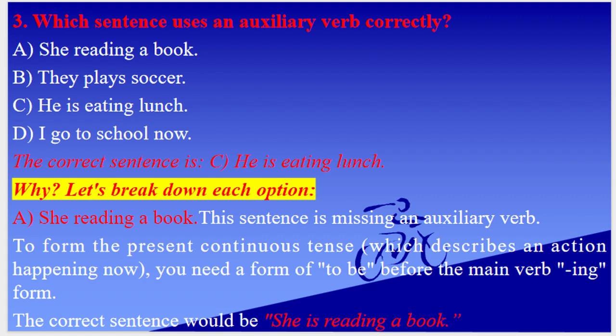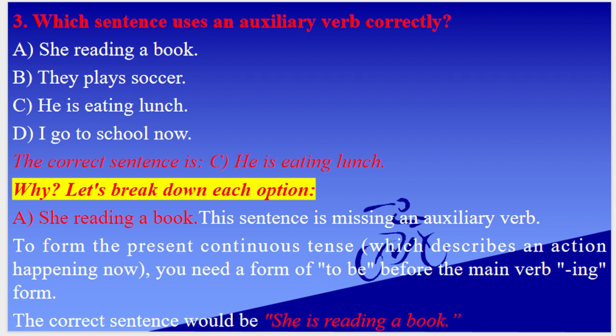Let's break down each option. A. She reading a book. This sentence is missing an auxiliary verb. To form the present continuous tense, which describes an action happening now, you need a form of "to be" before the main verb's "-ing" form. The correct sentence would be: She is reading a book.